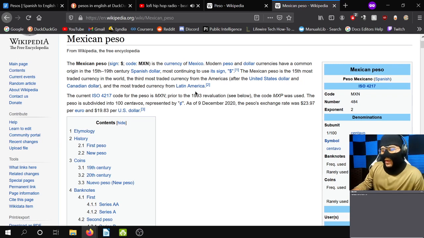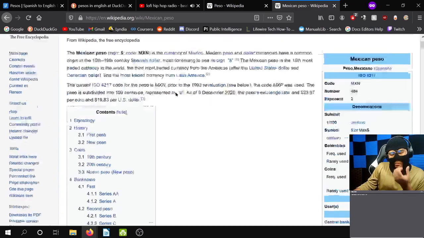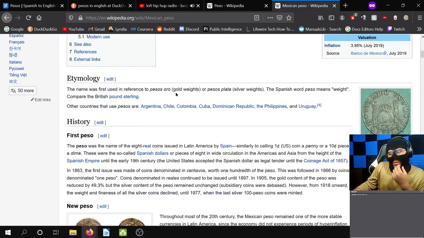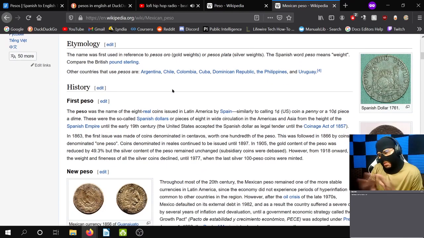But yeah, also, the 1993 revaluation. This probably was the NAFTA trading agreement with North America, Canada, Mexico, US, and stuff like that. But yeah, this also explains it. Most traded currency from Latin America. Probably that's why everybody who recognizes peso thinks it's Mexican. But no, that is wrong. Mexico is not the only country, along with Spain and the Philippines, that use peso. Most of the Spanish former colonial countries use the peso currency.